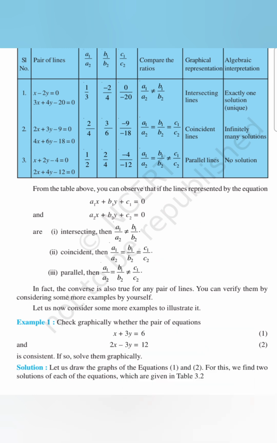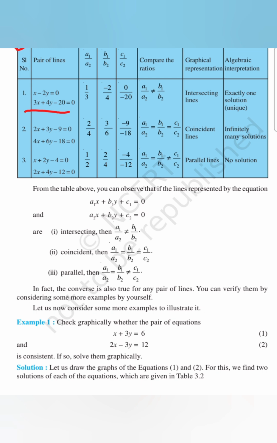If they are parallel, you can say a1 by a2 is equal to b1 by b2 not equal to c1 by c2. Now they have given a table with different examples for all these three cases. You have these two equations in first example, x minus 2y is equal to 0 and 3x plus 4y minus 20 is equal to 0.